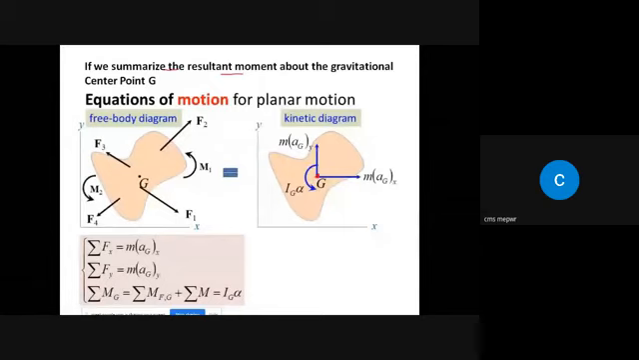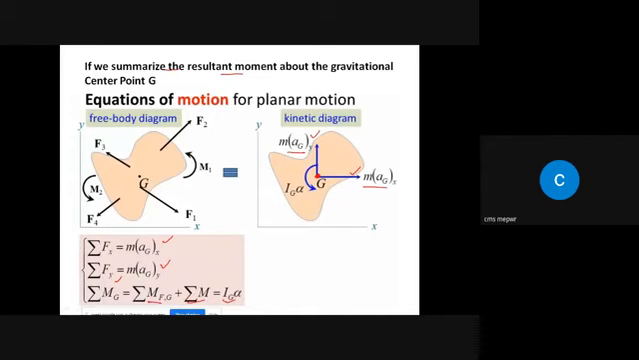Now the moment due to this force and the moment due to this force will become zero, because this force as well as this force passes through this point G. So the forces in x direction and the forces in y direction, their effect will remain the same, whereas the moment about point G should be equal to the moment due to applied forces and the couple, that should be equal to Ig alpha.